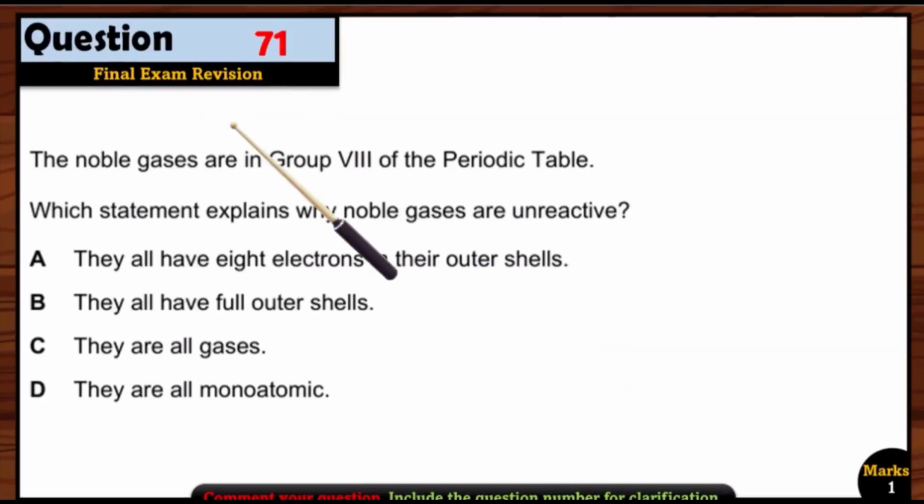Let's see question 71. The noble gases are in group 8 of the periodic table. Which statement explains why noble gases are unreactive? So, first of all, they all have 8 electrons in their outer shell. Yes, it seems right. But the other option, they all have a full outer shell, is better, because helium doesn't contain 8 electrons. It has only one shell, and we know that the first shell only contains 2 electrons. So that's why we cannot choose option A. Option B is the better option, that is, they have full outer shell electrons. So option B is correct.